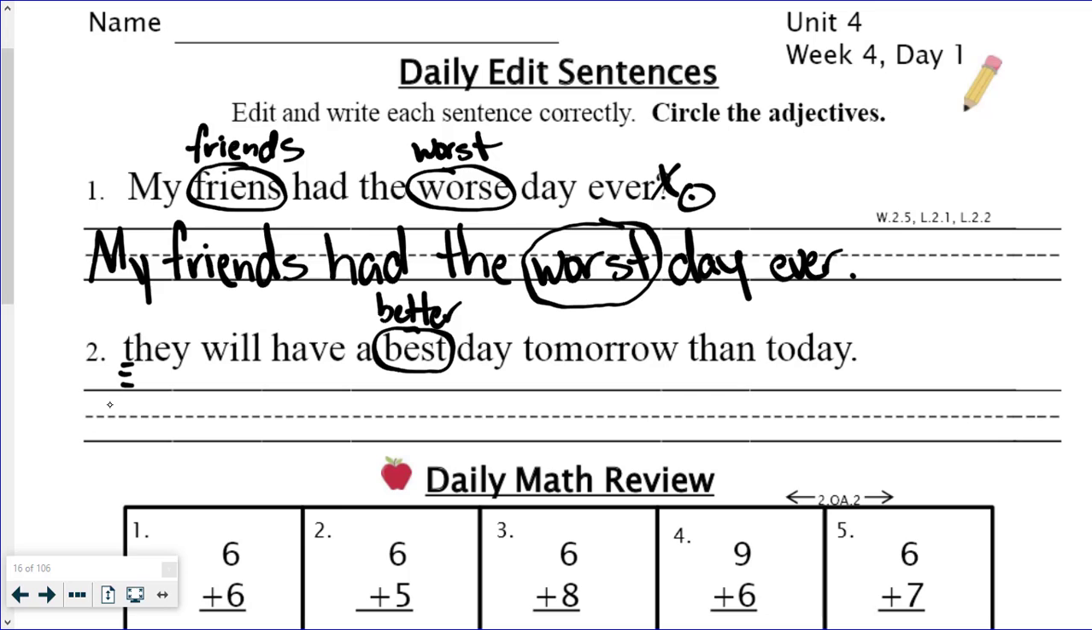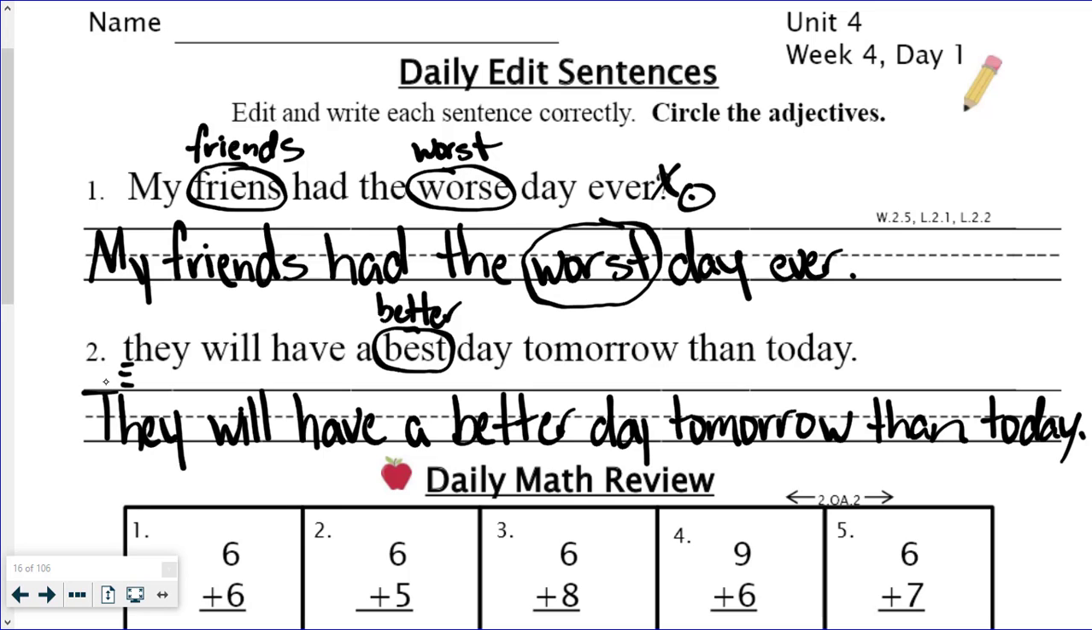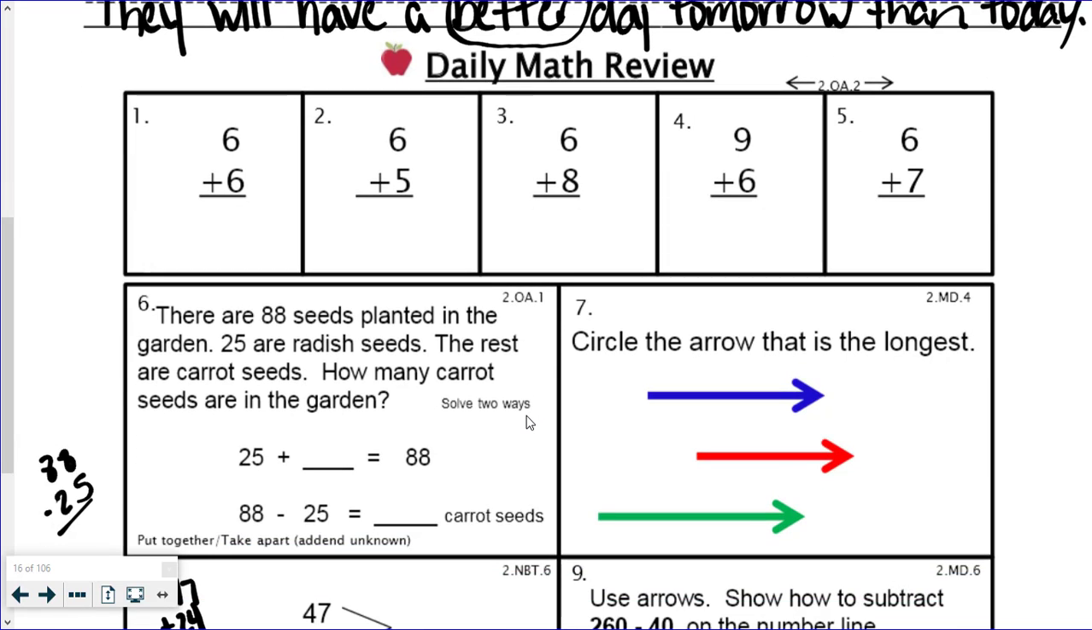All right, and then we're going to rewrite it nice and neat on the line. All right, that's looking good. Now we're going to find the adjective. So the word better describes this day on this sentence. So we're going to circle better. That's the adjective. All right, we'll scroll down to the daily math review.